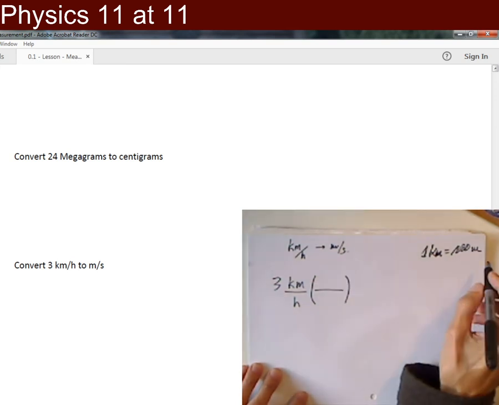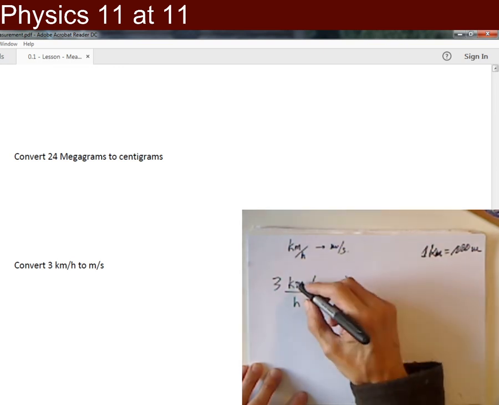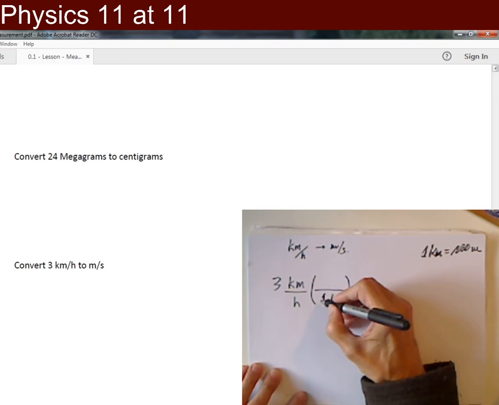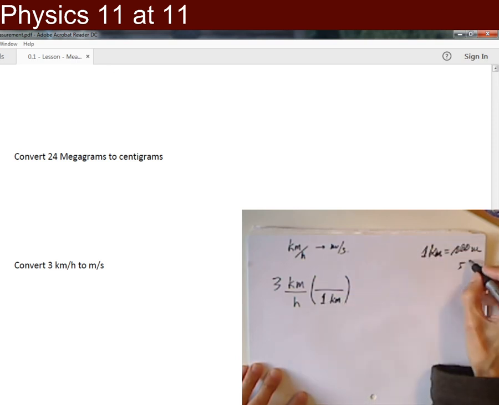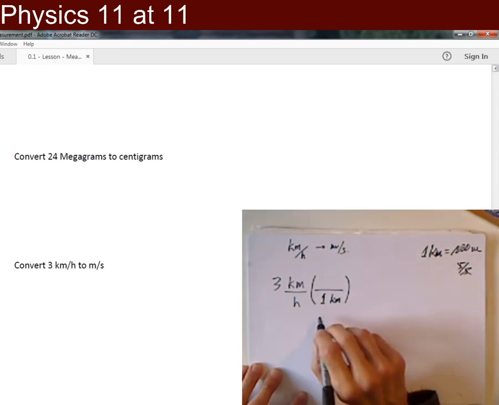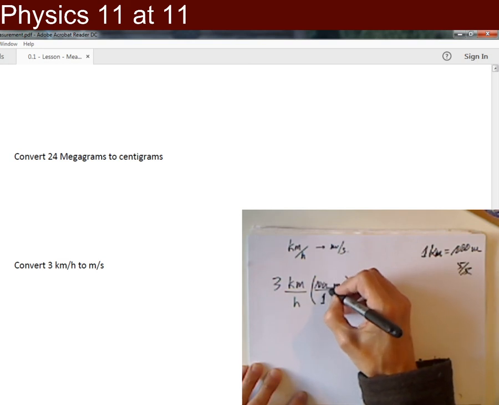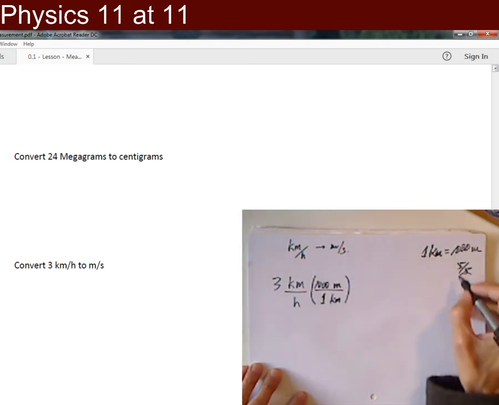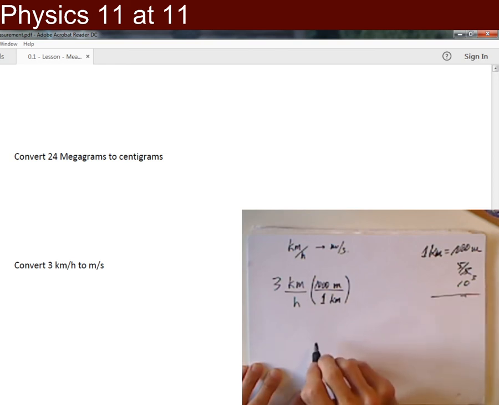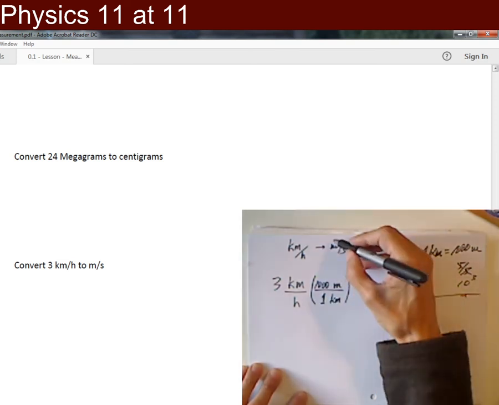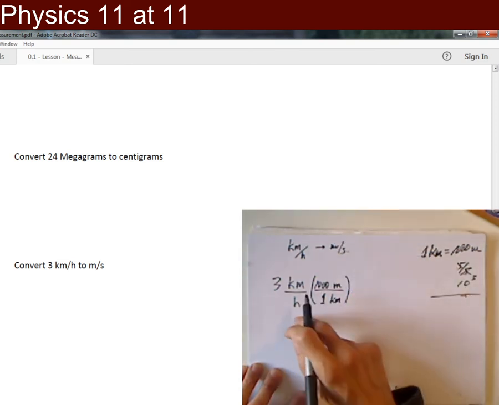Just because. Top or bottom though? Kilometers is on the top. That means we put kilometers on the bottom so that it disappears. Right? Want that gone, divided into 1. So that forces meters on the top, but how many of them? 1,000. 10 to the 3 if you want to continue with the prefix style from before. Okay, so that'll get rid of kilometers, leaving meters, which is good. That's where we want to go. But now we got hours to work with.